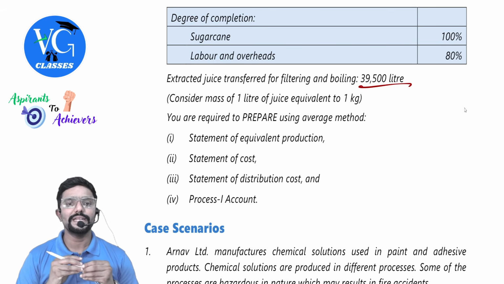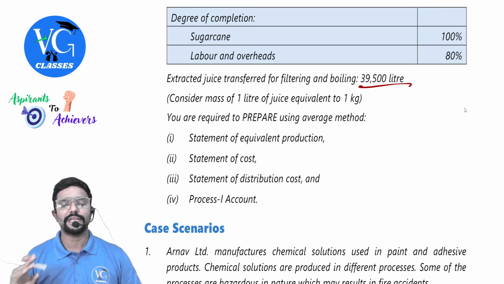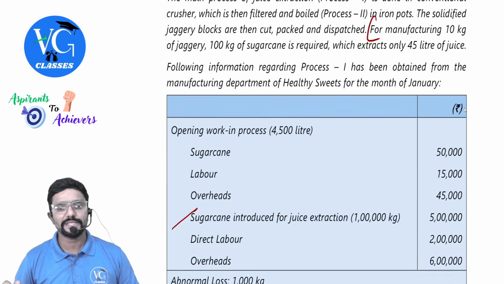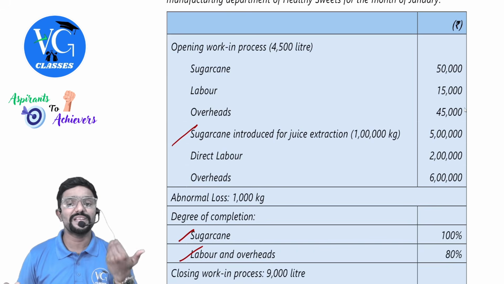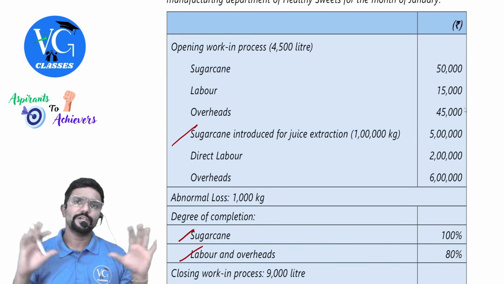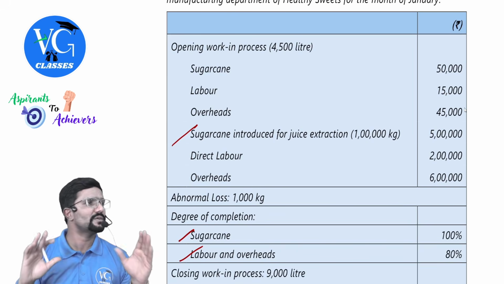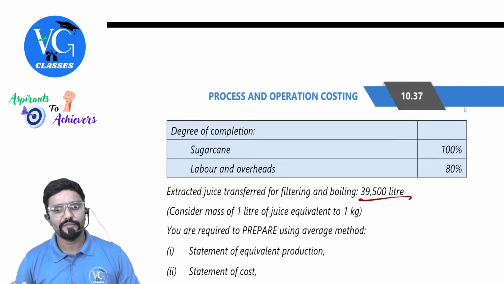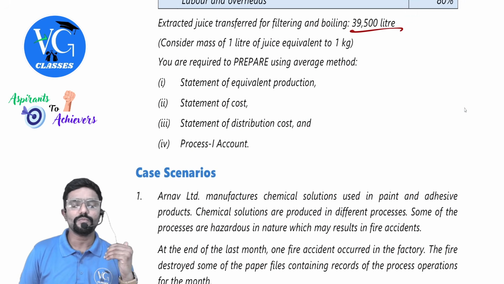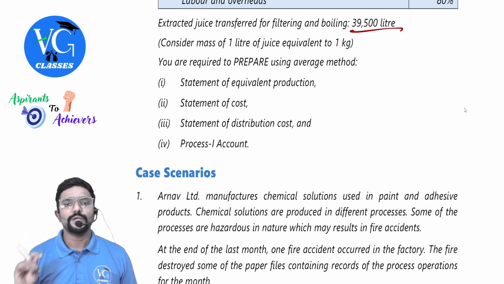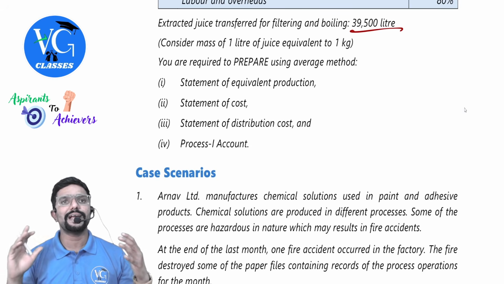Consider the mass of 1 liter of juice equivalent to 1 kg. So in a few places they have given liters, in a few places kgs. Sir, liter is equal to kg here, that means 1 liter is equal to 1 kg, so we can use them interchangeably. You are required to prepare using the average method, that is, the weighted average method.